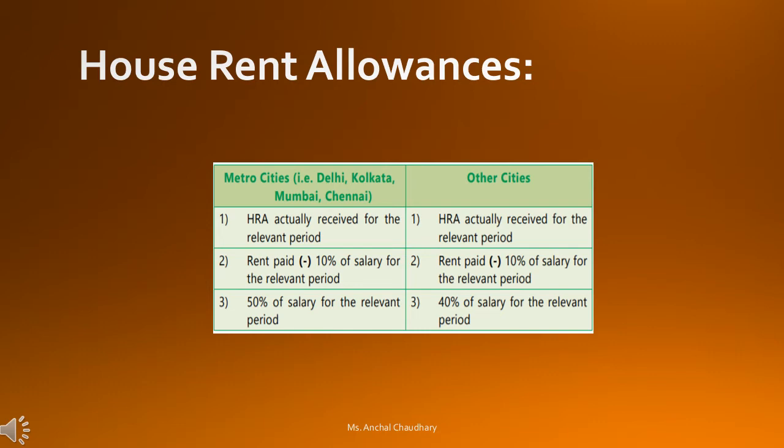And if an employee is getting HRA in other cities, then in that case HRA actually received, or rent paid minus 10% of salary, or 40% of salary for the relevant period. So again you have to choose the least amount, you have to choose the minimum amount for your exemption.